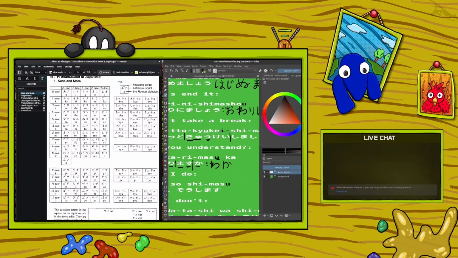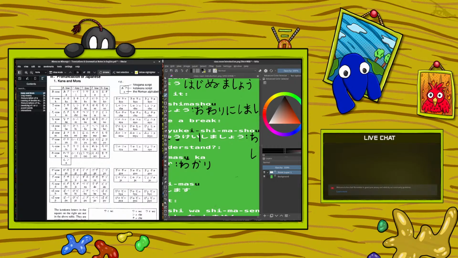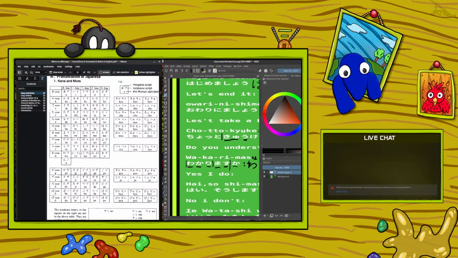That is a terrible age. Waka. Wakari. Ri. Wakari. Ma. So again, the stupid one. Mas. And then the su. So that's the T stripe thingy. And then the ka. So again, masu ka. It's not right. There you go. Wakarimasu ka. Do you understand?